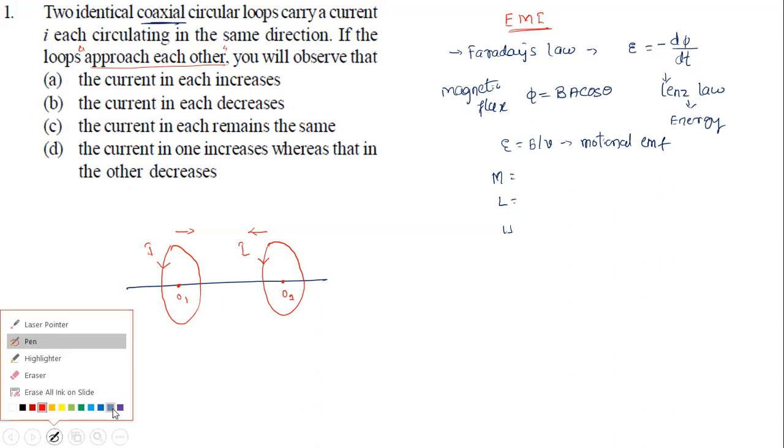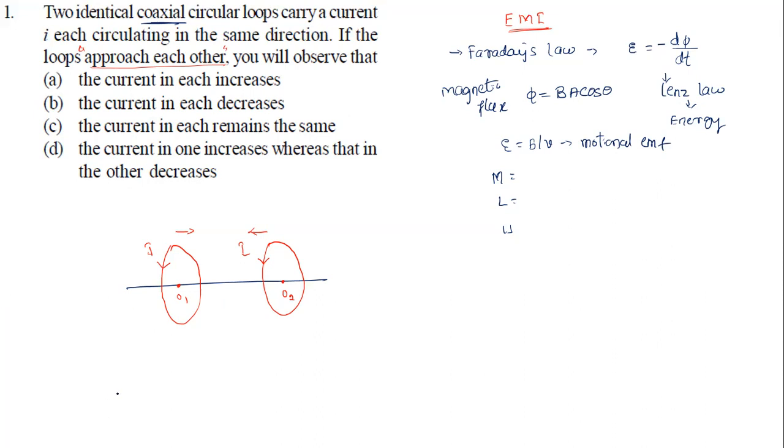So how are we going to find out? Using the right hand rule, such that your right hand is kept on the axis so that your curved fingers indicate the direction of current and the thumb indicates the direction of the magnetic field. It is just Ampere's right hand rule.